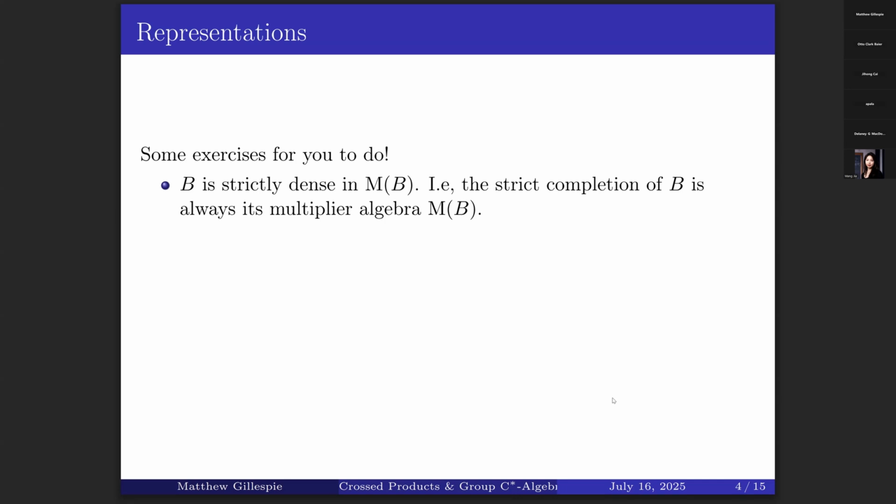So it turns out that B is always strictly dense in its multiplier algebra. That is, the strict completion of B is always M of B. And that's one of the main reasons why this is so useful, because we can always just realize M of B as just the strict completion of B.